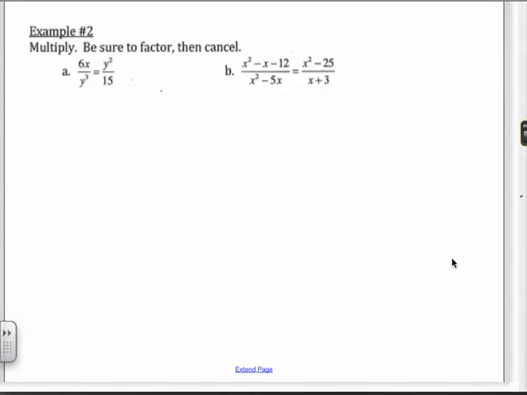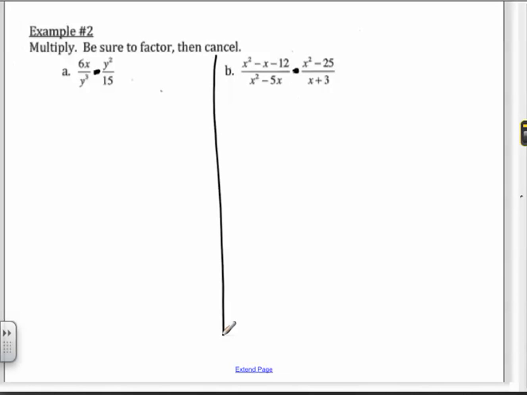Okay, gentlemen, example number 2. I'm sorry, guys. For some reason, I've made a mistake here. If you would, please make this a multiplication and this a multiplication. Thank you. Okay. Now, let's deal with A first.